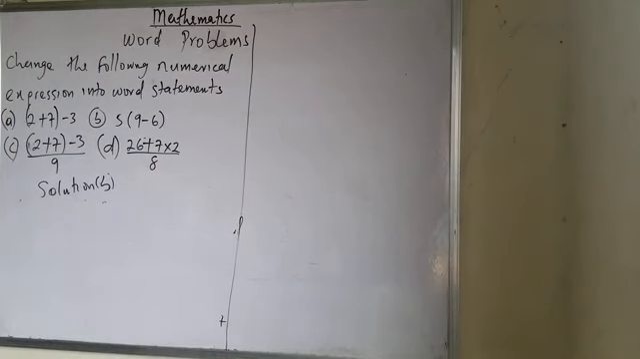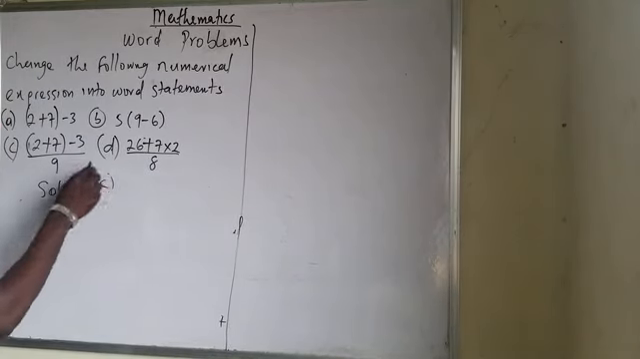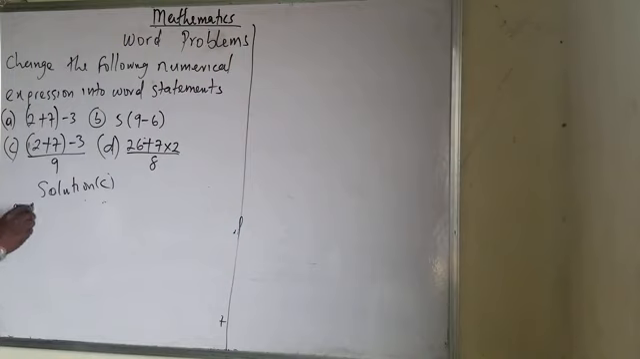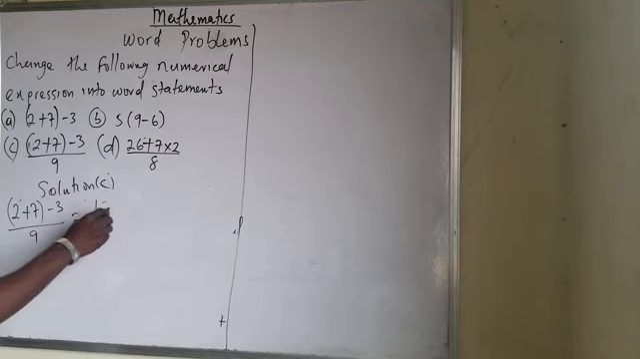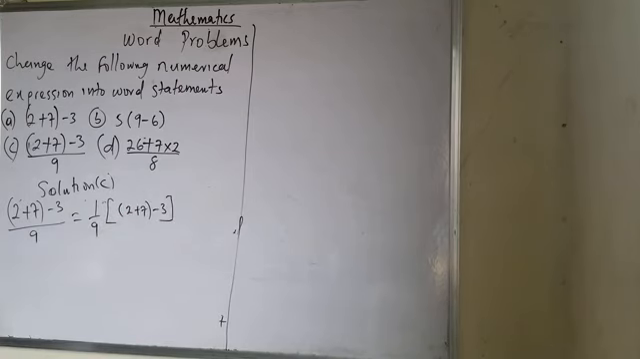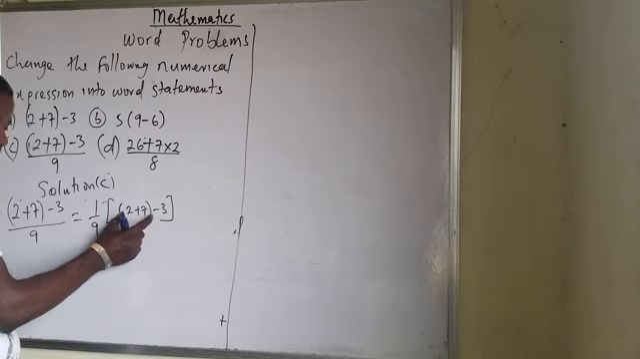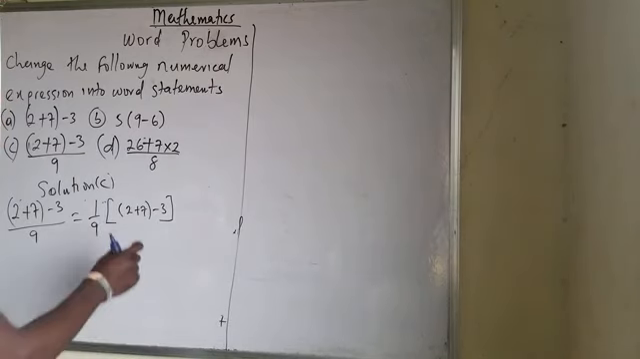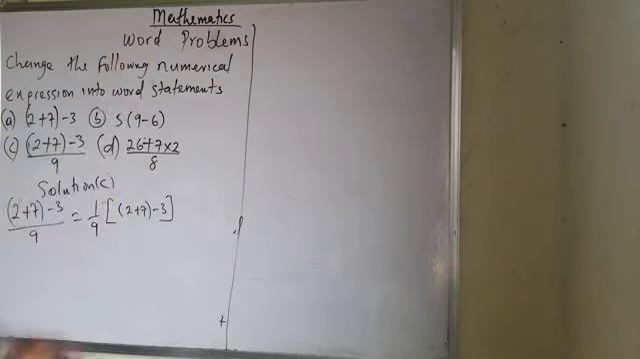And the third one, which is C: 2 plus 7, bracket of minus 3, divided by 9. Now, look at this problem. I can as well write this as 1 all over 9, a big bracket of, small bracket of 2 plus 7 minus 3, and close the big bracket. Now, there are 2 brackets here, the small one and this big one. The small one interacts inside, while the big one covers the whole thing.